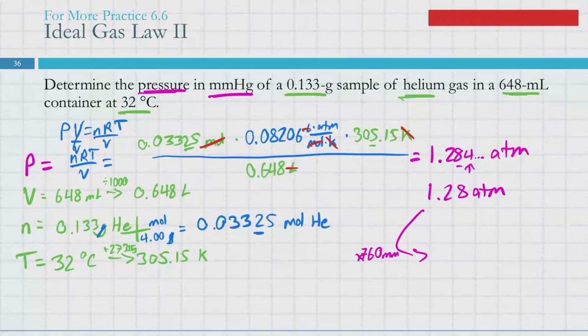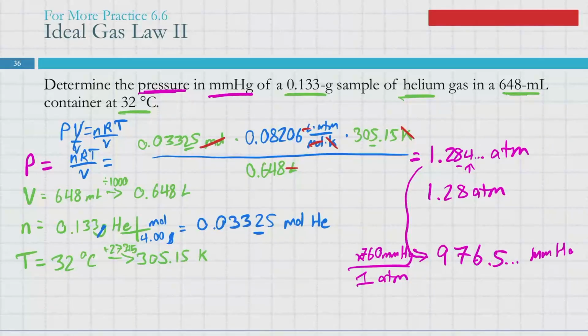It's 760 millimeters mercury equals 1 atmosphere. So it's 976.5 millimeters mercury. So we'll round it up to 977 millimeters mercury.